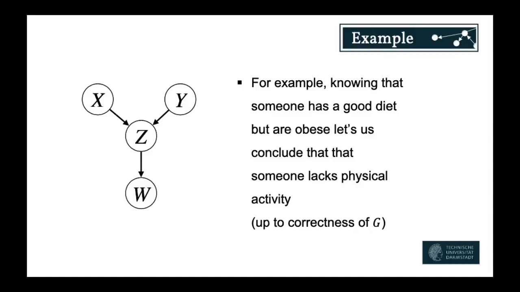Now to what I just mentioned with, you know, explaining away and these kind of things, right? Like the collider. So why is it there the other way around? That only if I know Z, for example, or W, that I can conclude something between X and Y. Well, for example, knowing that someone has a good diet X, yeah, but they are obese, yeah, which is the conclusion Z, yeah, we can conclude that, according to this graph, as long as this graph is correct, right, they actually lack physical activity, right? Because, well, you wouldn't be obese otherwise, right? According to this graph. So that's kind of the example here.